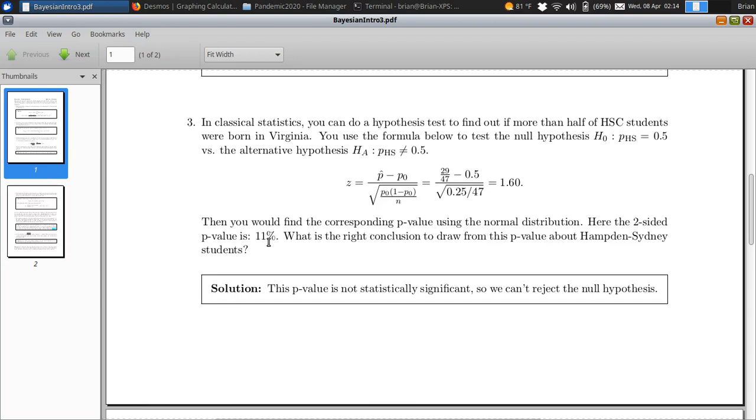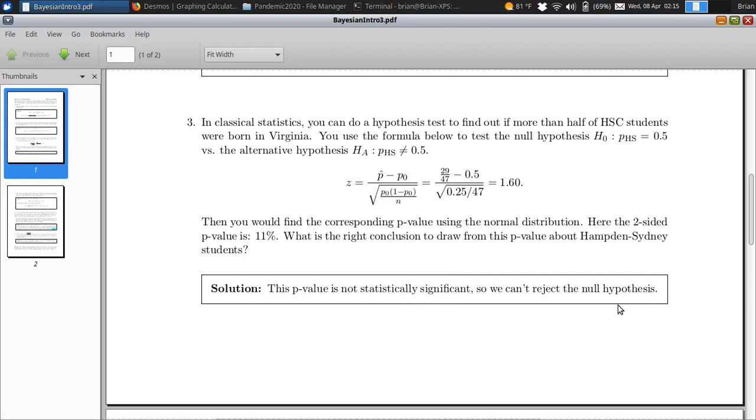And when I checked the number, I got 11%. So there's an 11% chance of seeing a result this extreme if the null hypothesis is true. And when things happen 11% of the time, that's not that unusual. That's the kind of thing that really could just happen by random chance. So it's not low enough to be statistically significant. Things don't even start to be significant until around 5%. So this is not significant, so we can't reject the null hypothesis.